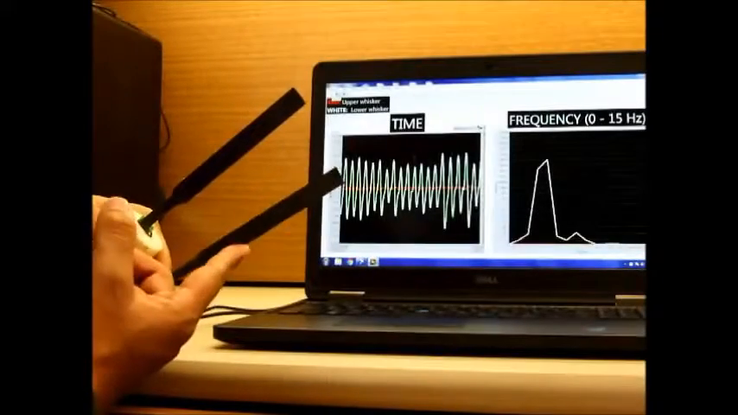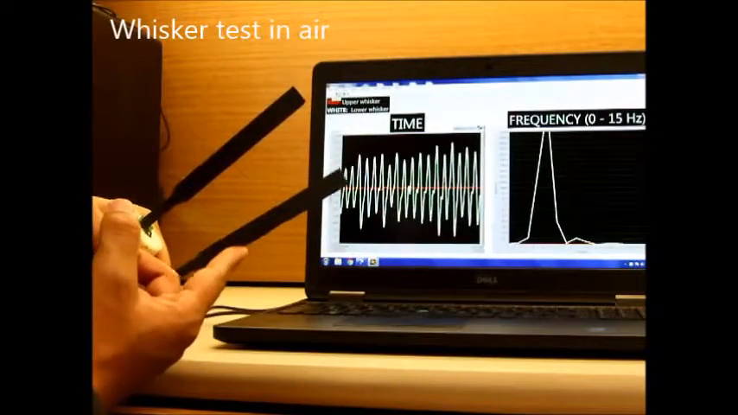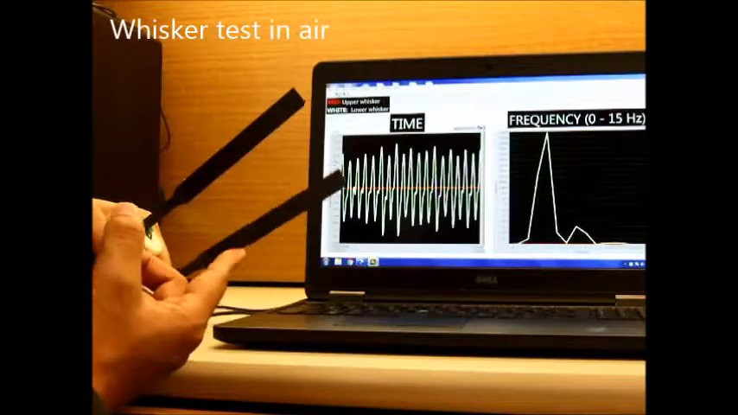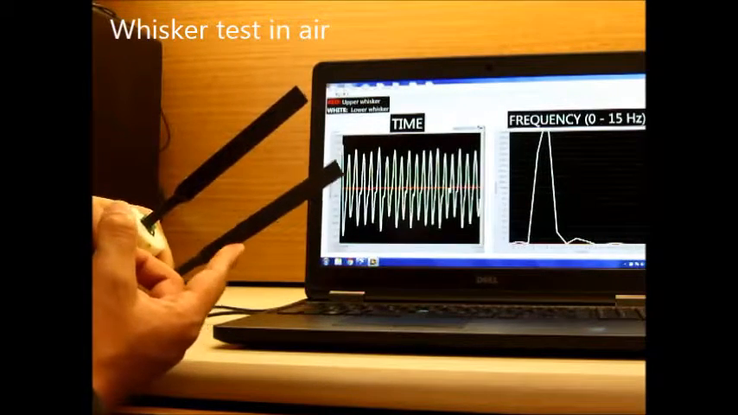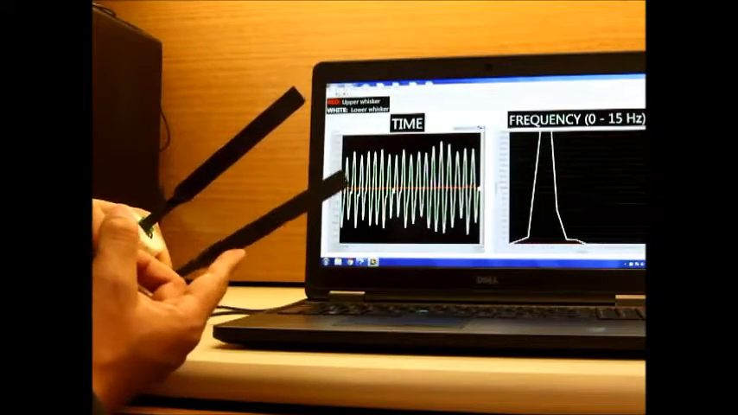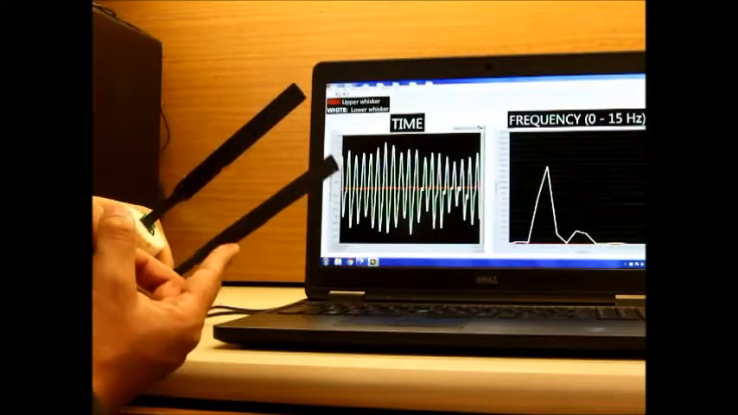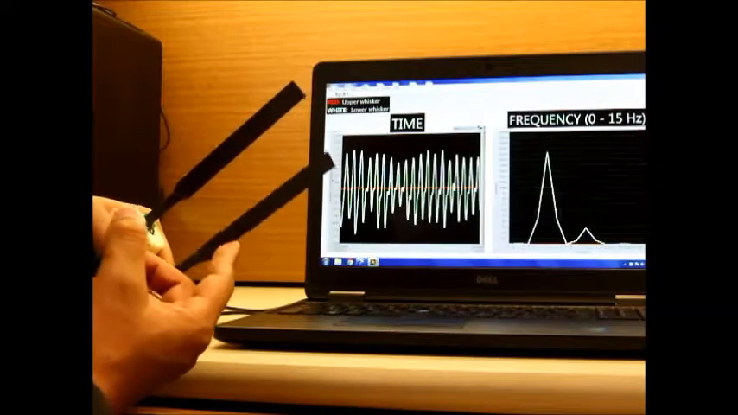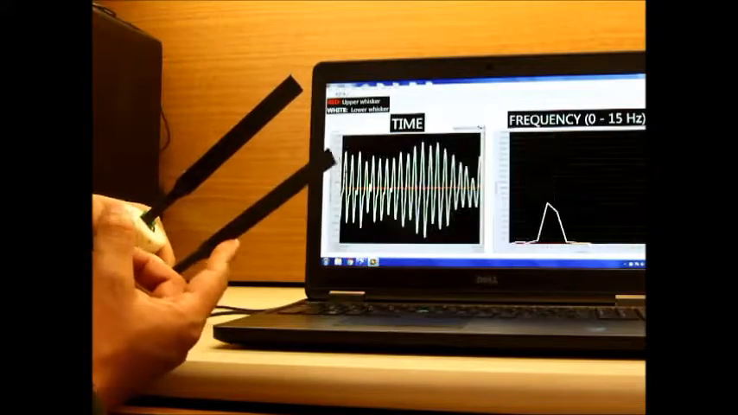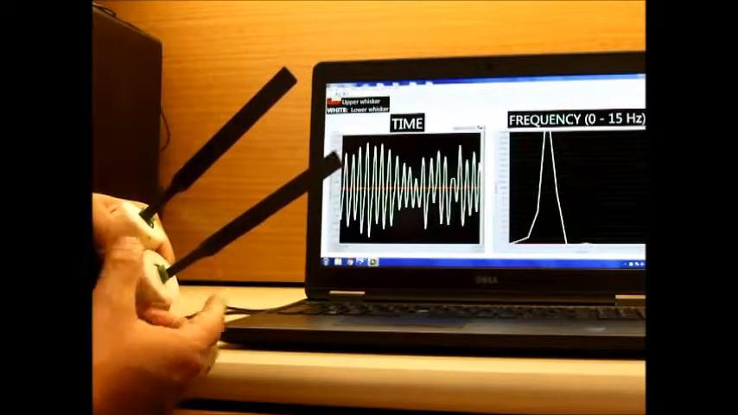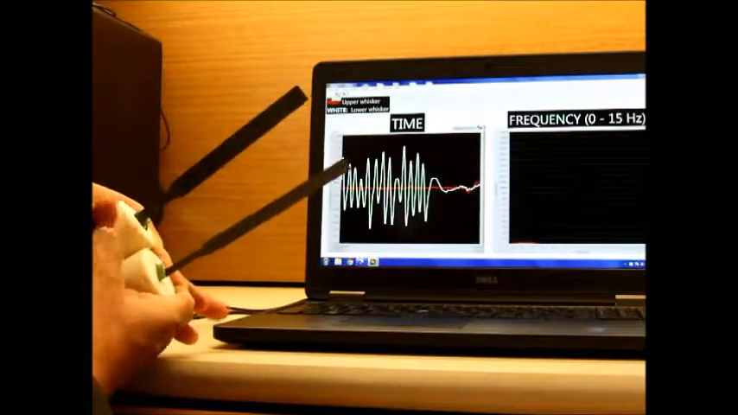What you have in the display on the left is the time domain response and the white signal for the lower whisker. On the right graph, it's a frequency domain, so you see he's being periodic with his excitation, so you just see more or less one frequency of response. That's the lower whisker.